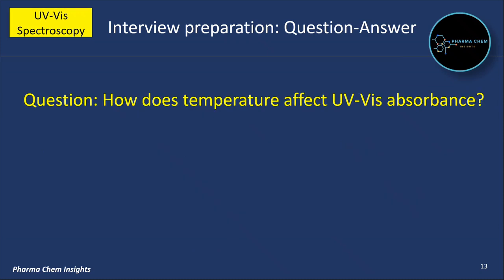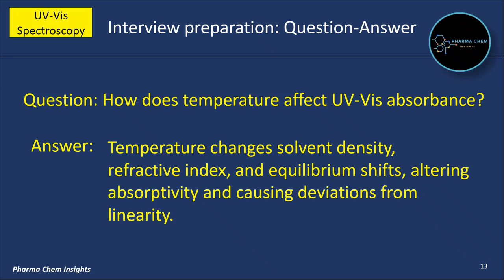Next question, how does temperature affect UV visible absorbance? So answer is temperature changes solvent density, refractive index and equilibrium shifts, altering absorptivity and causing deviations from linearity.